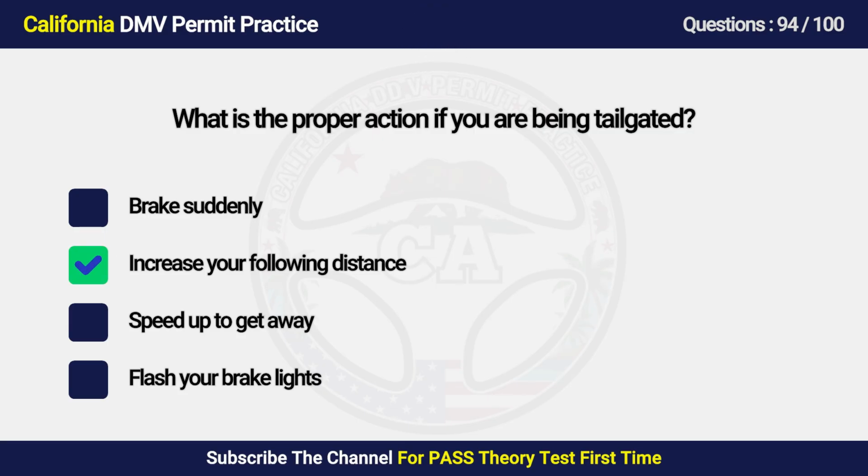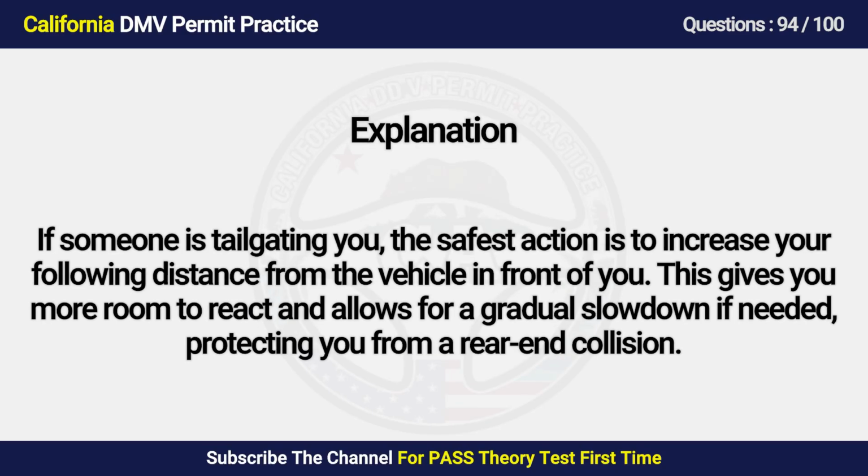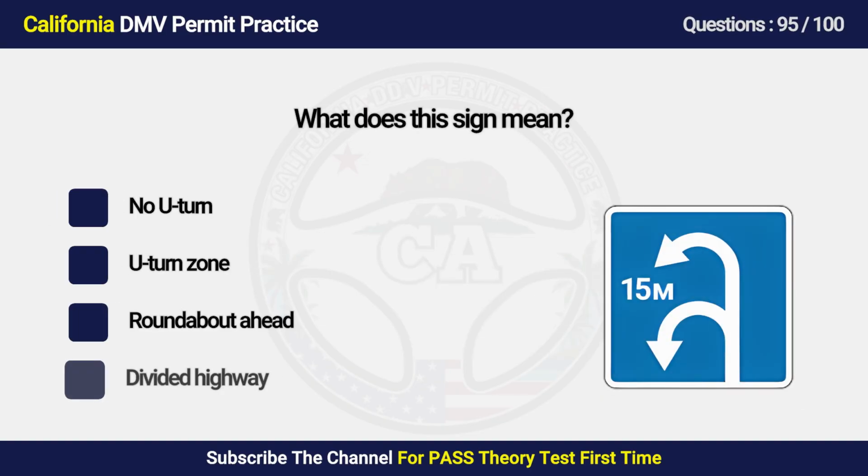Answer is B. Increase your following distance. If someone is tailgating you, the safest action is to increase your following distance from the vehicle in front of you. This gives you more room to react and allows for a gradual slowdown if needed, protecting you from a collision.